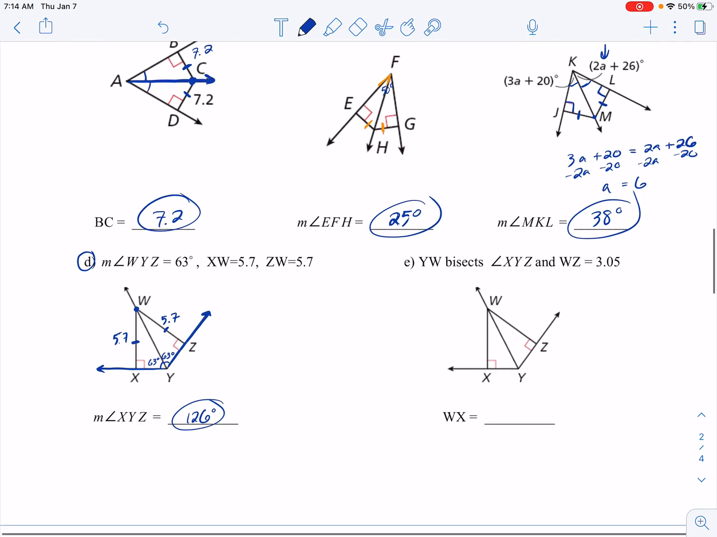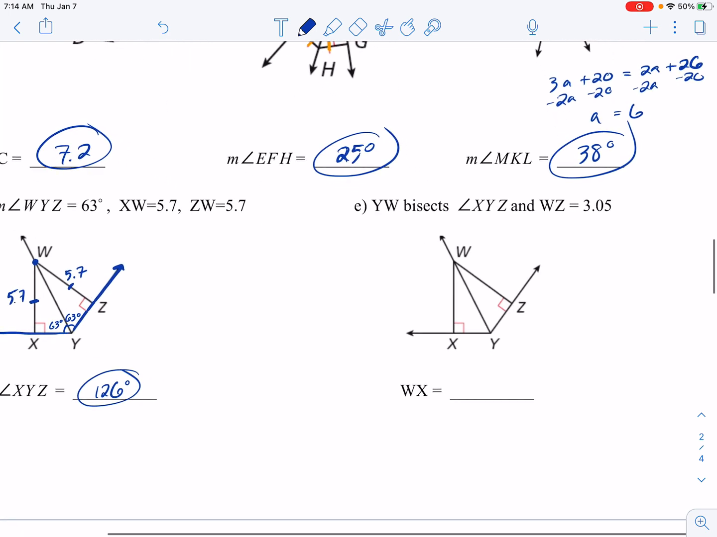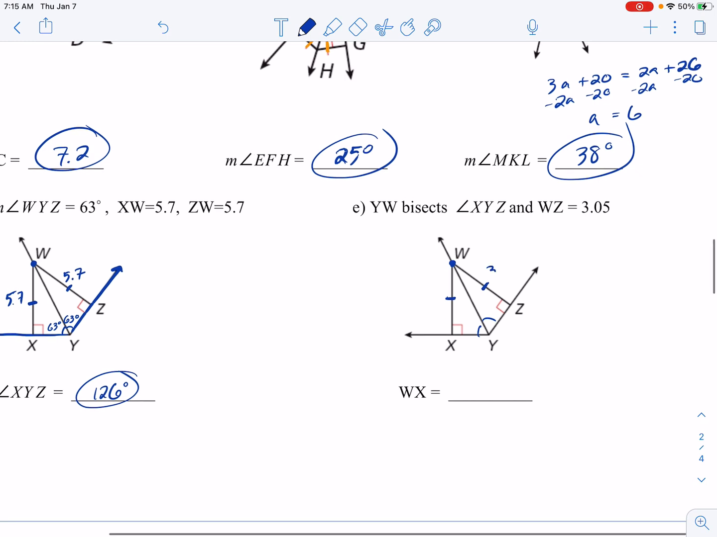And then finally for E, you're told that YW is bisecting angle XYZ. So that would mean these two lengths are the same, the length from W to both sides of the angle. And if WZ is 3.05, then WX would also be 3.05. Right.